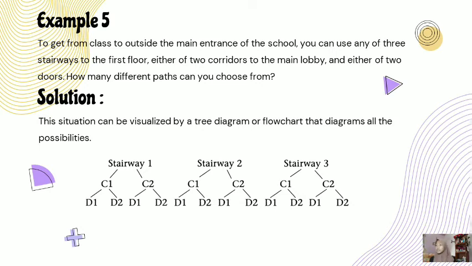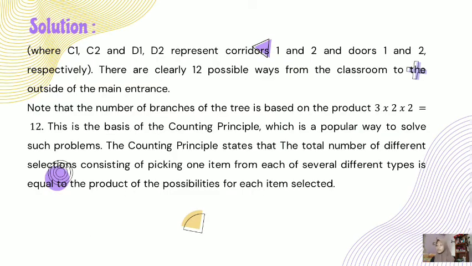And the solution: this situation can be visualized by a tree diagram or flowchart that diagrams all the possibilities, where C1, C2, and D1, D2 represent corridors 1 and 2 and doors 1 and 2 respectively. There are clearly 12 possible ways from the classroom to the outside of the main entrance.